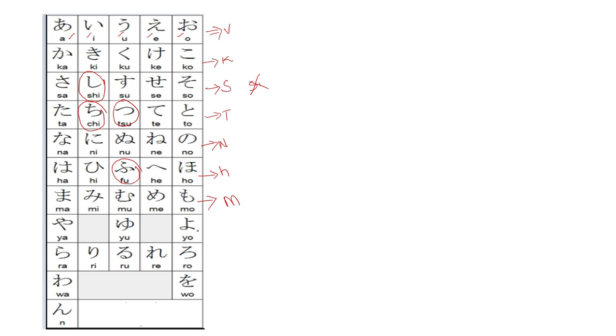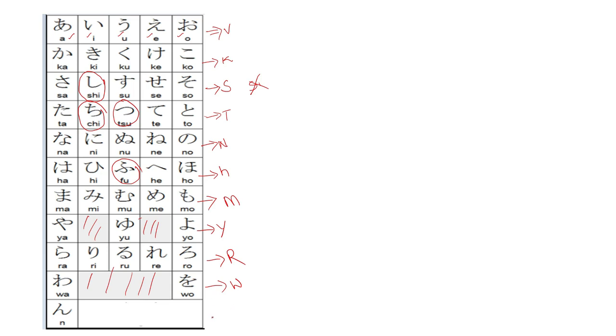The next line is the Ya line. The Ya line is Ya, Yu and Yo. There are 2 letters missing. There is no letter Yi and Ye. The next line is the Ra line. Ra, Ri, Ru, Re and Ro. The next line is the Wa line. Wa and Wo. There are 3 letters missing. There is no letter Wi, Wu and We.